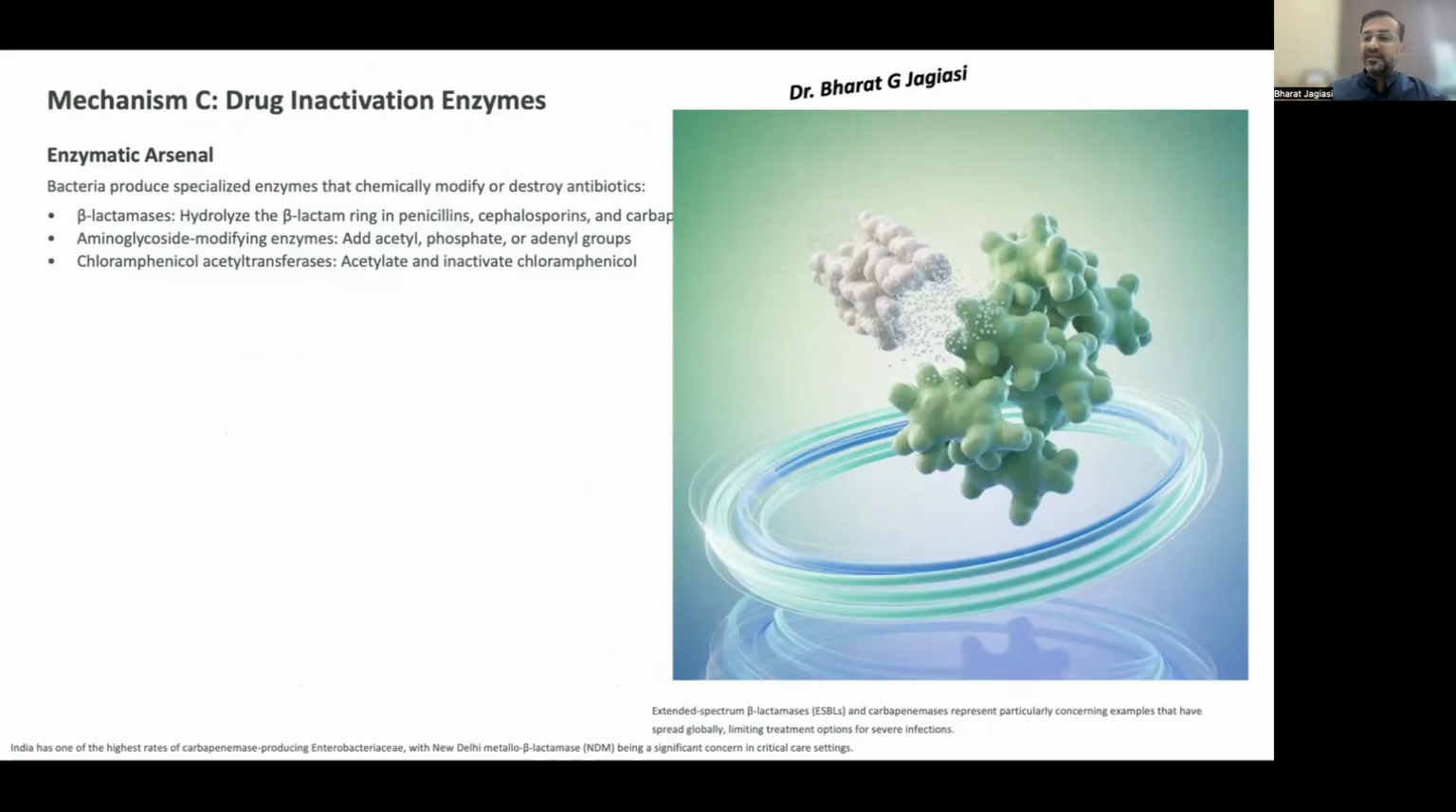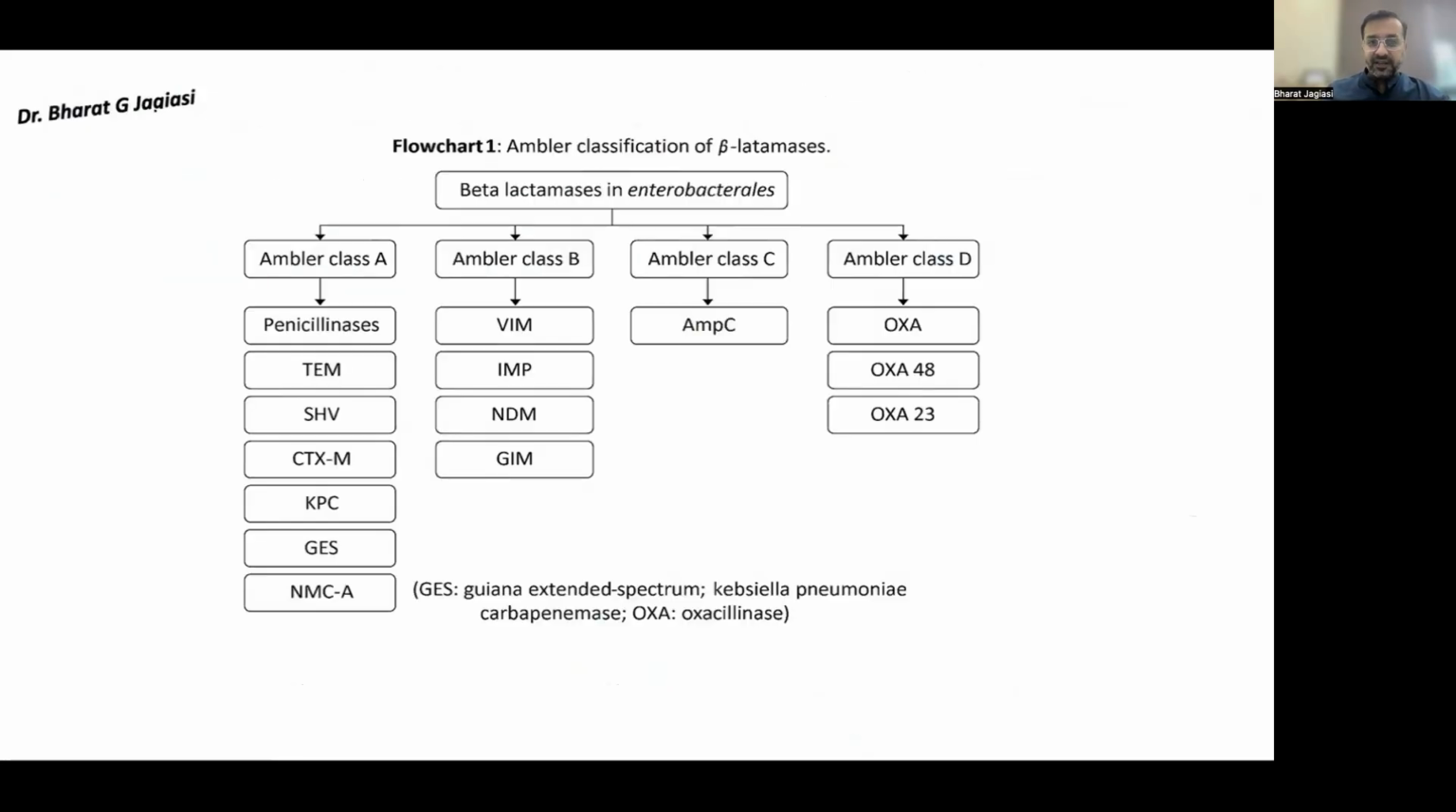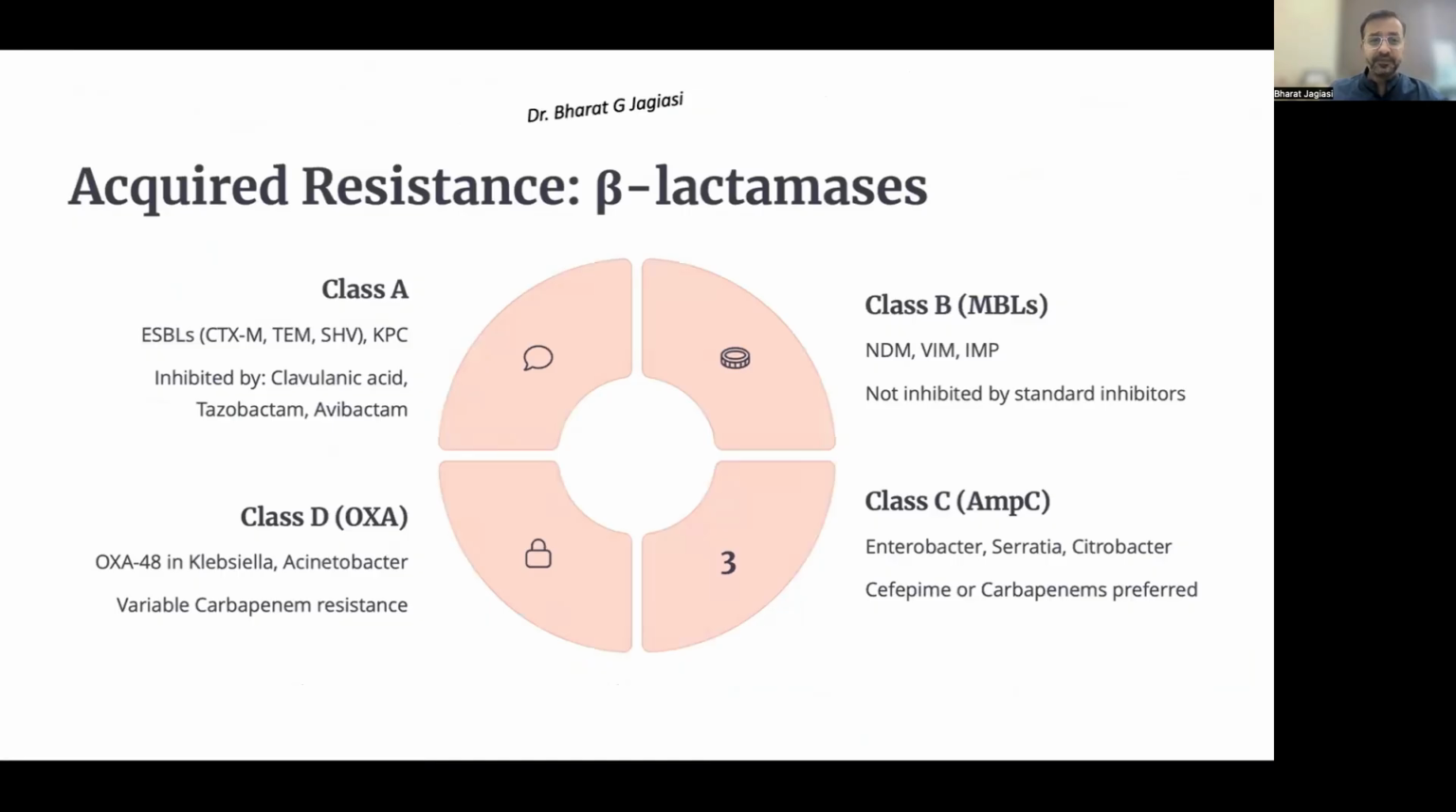So what we are really interested in are the drug inactivation enzymes, and we talk of it. We have the Ambler classification of beta-lactamases, where the beta-lactamases are classified as class A, B, C, and D. So class A mainly consists of ESBLs and KPCs, and class B is metallo-beta-lactamases. Those are the dangerous classes where even the carbapenems are not effective, and there's a rationale of new antibiotics coming in. Ambler class C covers the AmpCs, and class D we have the OXA-48 and 23.